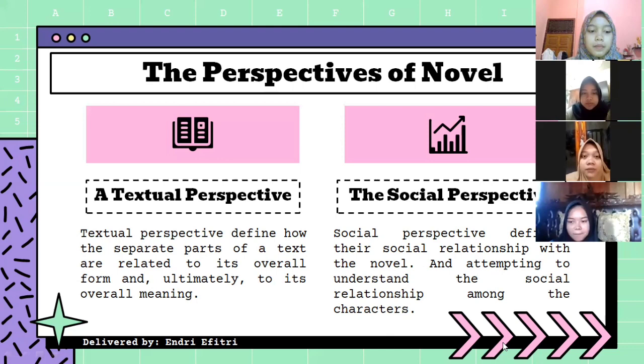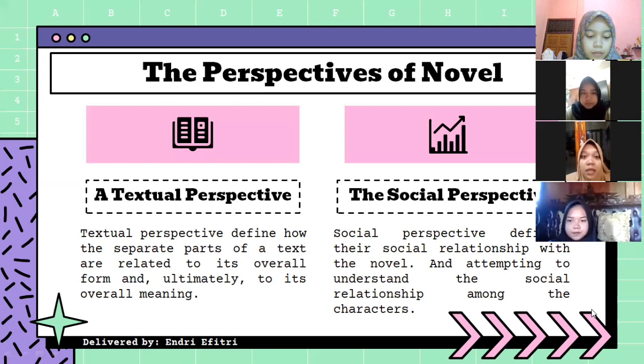The first, a textual perspective. Textual perspective defines how the separate parts of a text are related to its overall form and ultimately to its overall meaning. The most straightforward way to begin an analysis is to ask the students to consider the ways in which events in the text are configured. In other words, how do the events in a novel constitute a pattern, and what does the pattern suggest?